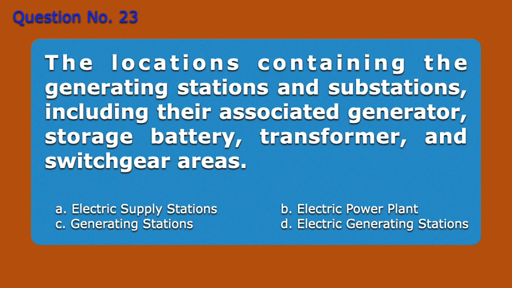Question number 23. The locations containing the generating stations and substations, including their associated generator, storage battery, transformer, and switchgear areas. A. Electric supply stations. B. Electric power plant. C. Generating stations. D. Electric generating stations. Answer: A. Electric supply stations.